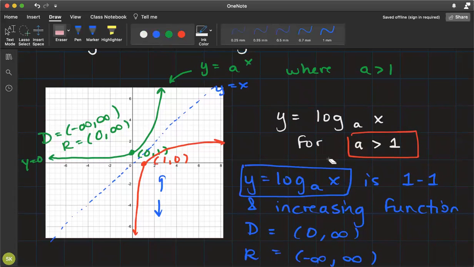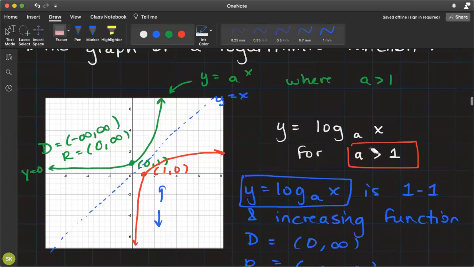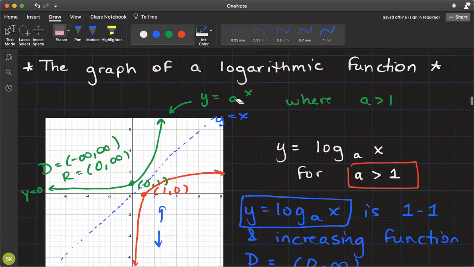Okay, now let's switch this. When we were talking about exponential functions, we did say y is equal to a to the power x, but we mentioned that a was going to be greater than 0, but not equal to 1. So we looked at half the cases when a is greater than 1. Now let's talk about when a is between 0 and 1. So let me erase some of this stuff.